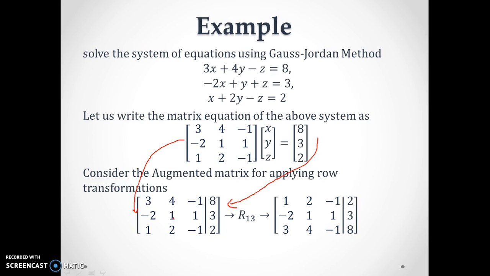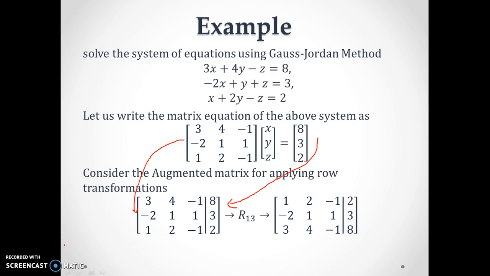Then I'm going to start performing the row transformations. So you can see here that in this matrix 1 is present here, and since I want to convert this matrix to the identity matrix, it means that I should have 1 0 0, 0 1 0, 0 0 1. To achieve that, first I'm going to use this transformation, that is R13. So R13 is interchanging the first row with the third row. After that transformation, I get this matrix.